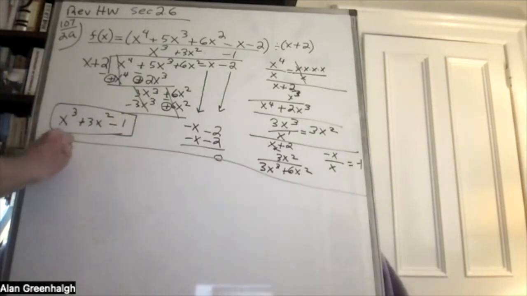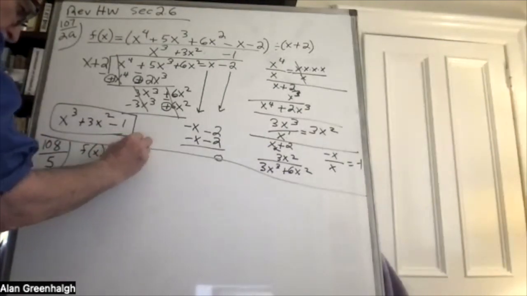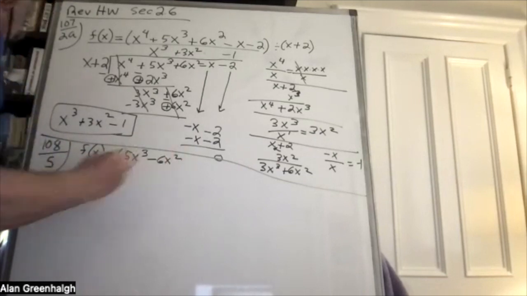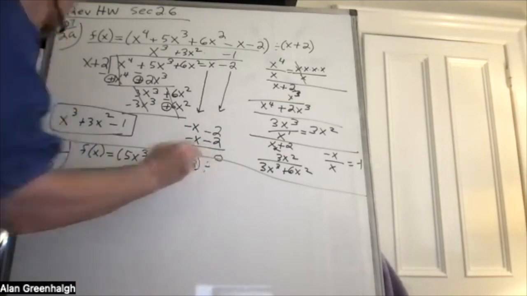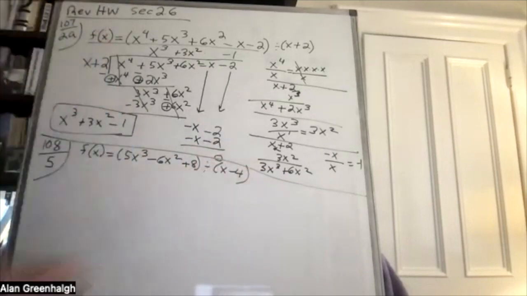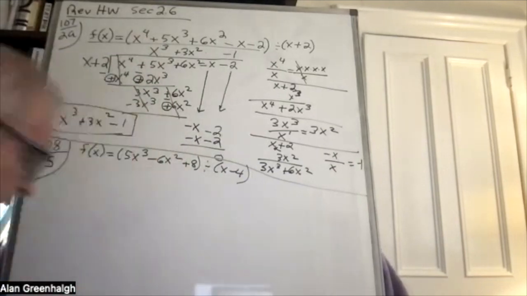108, problem 5. And use synthetic division. Yes, right? 5x to the third minus 6x squared plus 8 divided by x minus 4. All right, so we're using synthetic division, thank goodness, right?